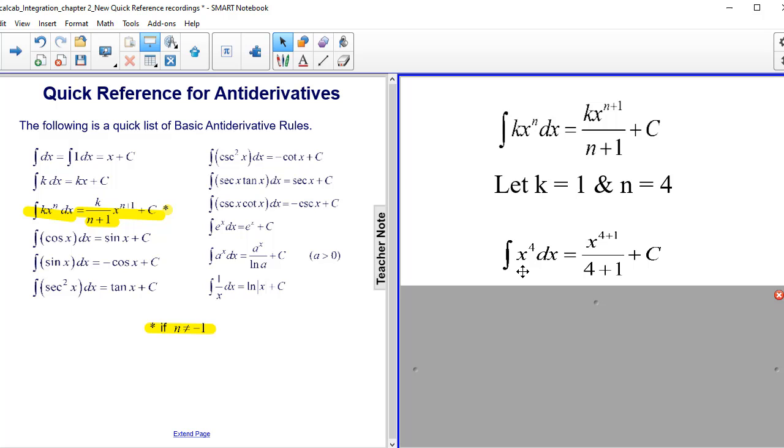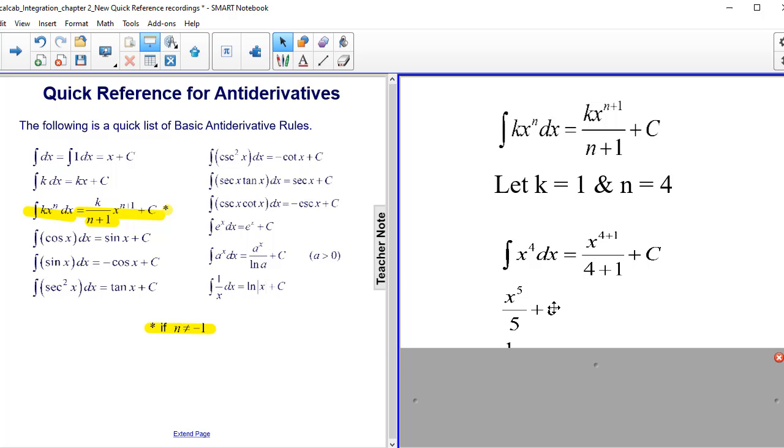The antiderivative of x to the 4th power dx. So we took the derivative of a function. This was what we ended up with. So what was that original function? Well, to find out, what I do is I add 1 to 4, gives me x to the 4 plus 1 power, and the denominator would be 4 plus 1. So our final answer would be x to the 5th over 5 plus c.